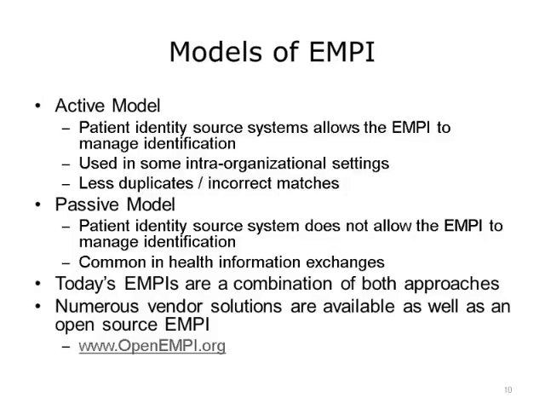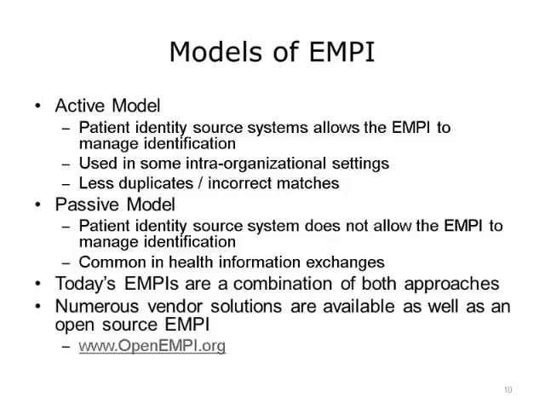The passive model is where the patient identity source system does not allow the EMPI to manage identification completely. While it may provide these IDs to the EMPI, often what the patient identity source system is doing is local searches. Often a health information exchange has to deal sometimes with the passive model integration, but an HIE might do a combination of both passive and active models. There are numerous vendor solutions out there, and there is also an open source EMPI.